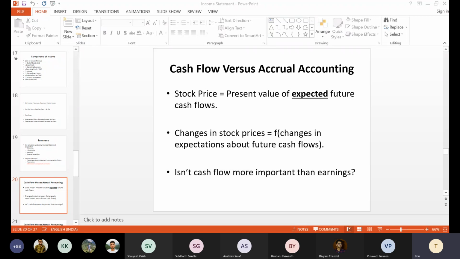If you cannot convert it into cash, and also by now you know how much we can change the profit figures by applying our discretions, by managing the earnings. There are huge scopes of managing earnings. So we can change, we can show the profit in a different way.